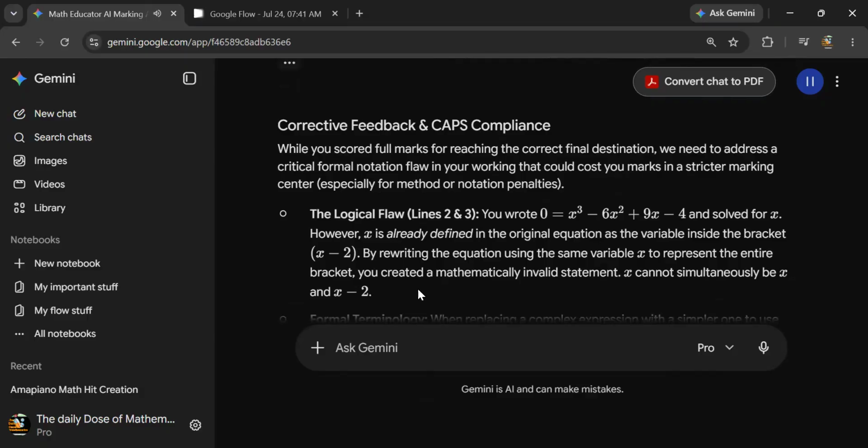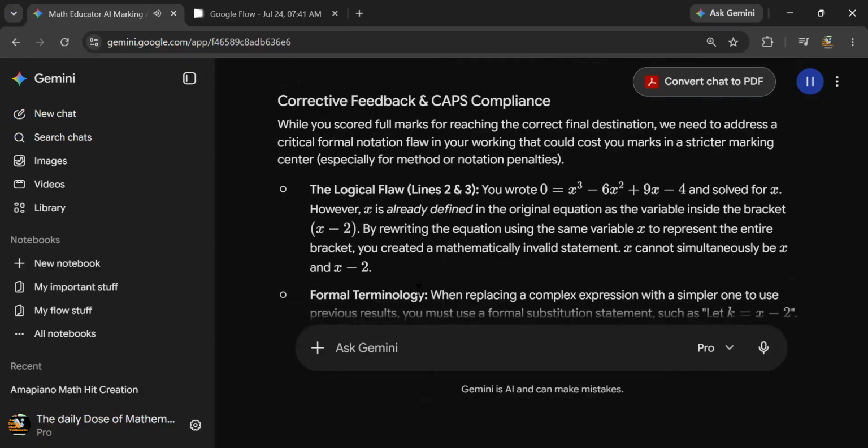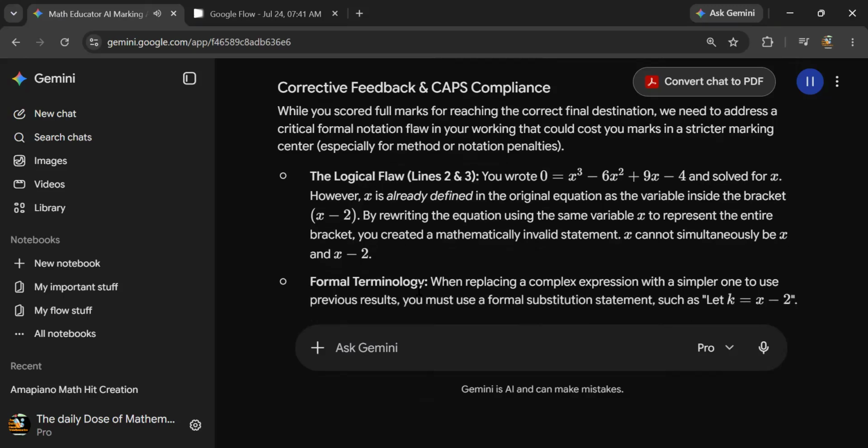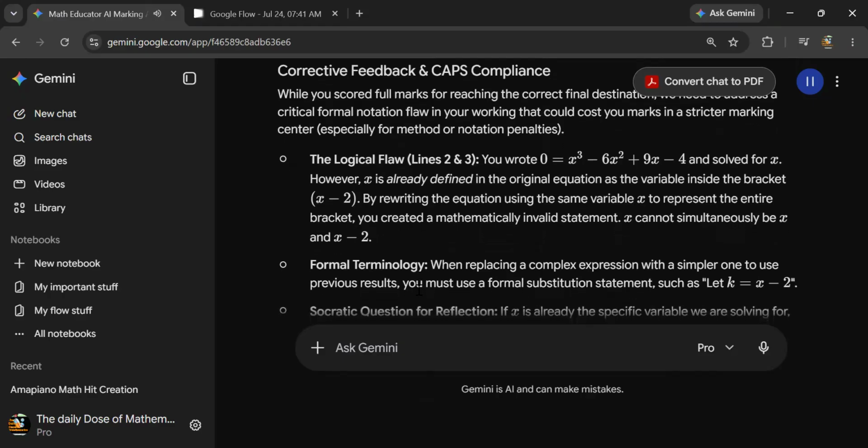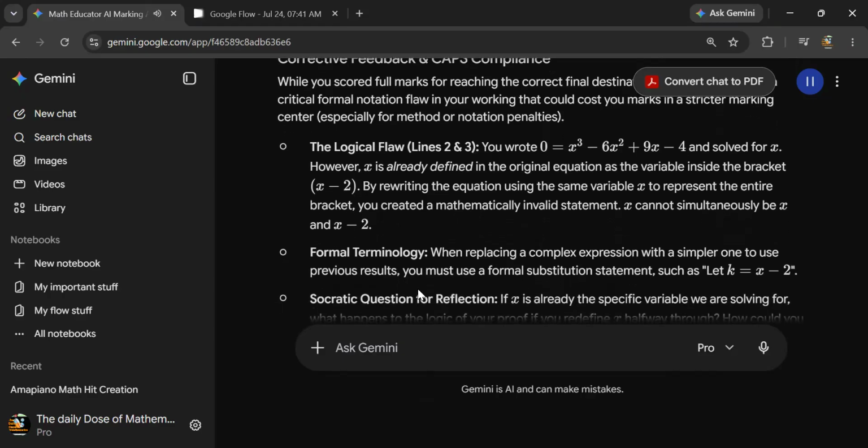While you scored full marks for reaching the correct final destination, we need to address a critical formal notation flaw in your working that could cost you marks in a stricter marking center, especially for method or notation penalties. The logical flaw, lines 2 and 3: you wrote 0 = x³ - 6x² + 9x - 4 and solved for x. However, x is already defined in the original equation as the variable inside the bracket, x - 2. By rewriting the equation using the same variable x to represent the entire bracket, you created a mathematically invalid statement. X cannot simultaneously be x and x - 2.